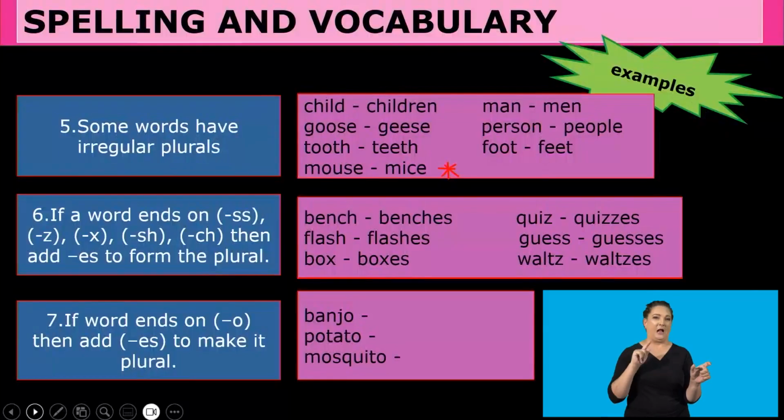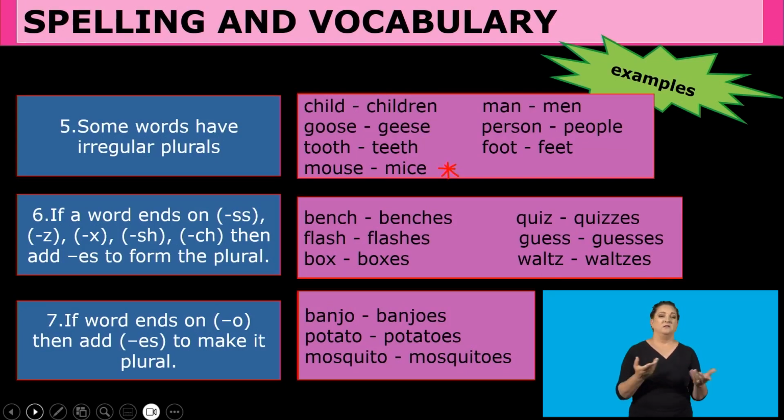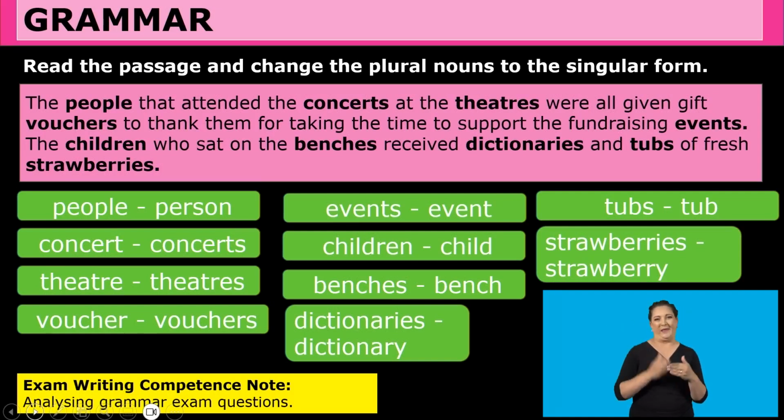Then, if it ends on any of those, we just add an ES. Look at your benches, flashes, waltzes, guesses, quizzes, all right? And then when a word ends on an O, banjos, potatoes, mosquitoes. Now, let's see. We have a paragraph, and we need to change the plural nouns to the singular form. Now, your plural nouns have already been highlighted for you. So the people that attended the concerts at the theatres were all given gift vouchers to thank them for taking the time to support the fundraising events. The children who sat on the benches received dictionaries and tubs of fresh strawberries, all right?